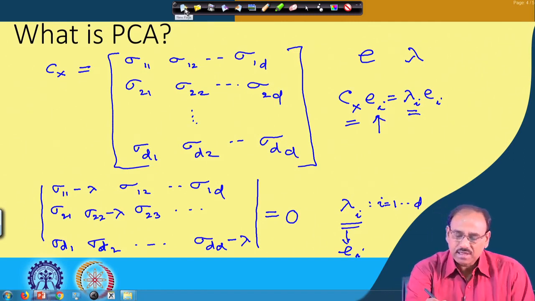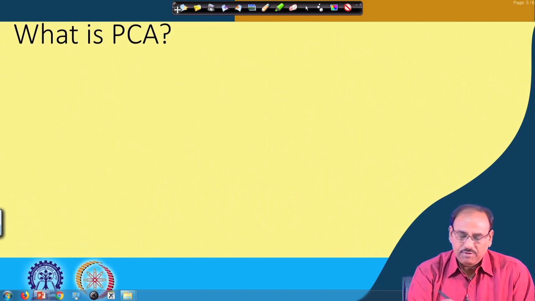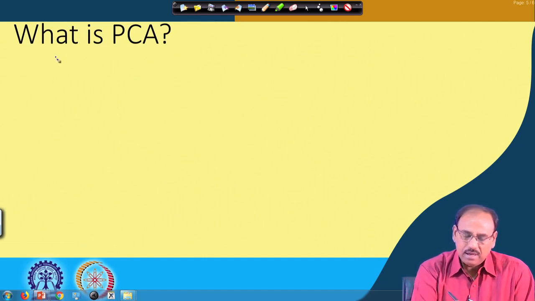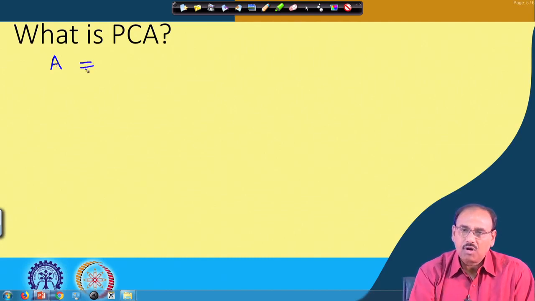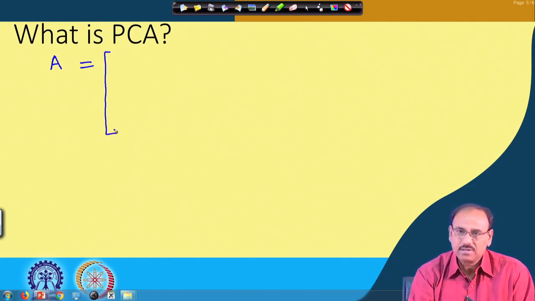Given this, once I have these eigenvectors, then I can define a transformation. How do you define this transformation? For defining a transformation, you form a transformation matrix A. This transformation matrix A is formed using the eigenvectors as the rows in the transformation matrix.